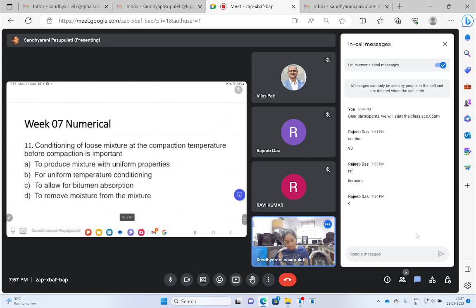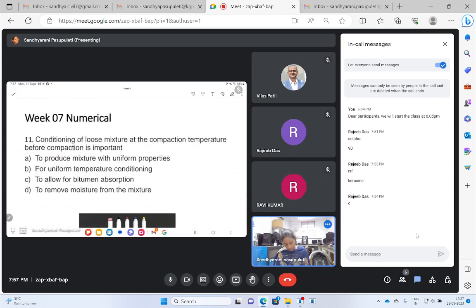Conditioning of the loose mixture at the compaction temperature before compaction is important because we want to allow for the bitumen absorption. If I prepare the bituminous mixture and immediately compact it, I am not giving sufficient time for the aggregates to absorb the bitumen. That is the reason why we need to give the 2 hours of conditioning period.